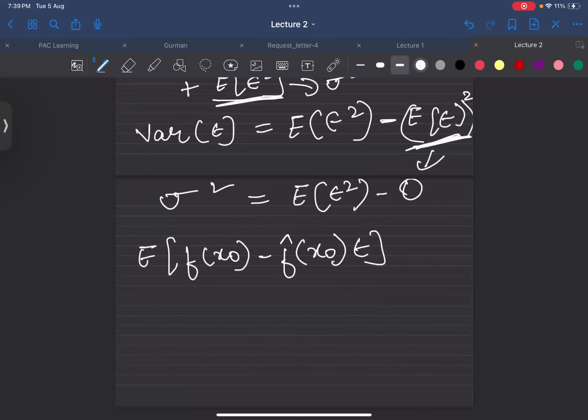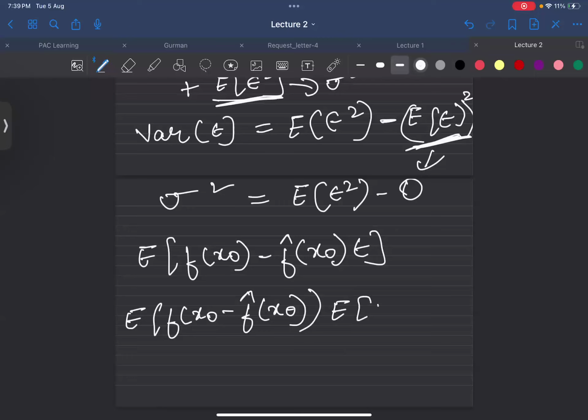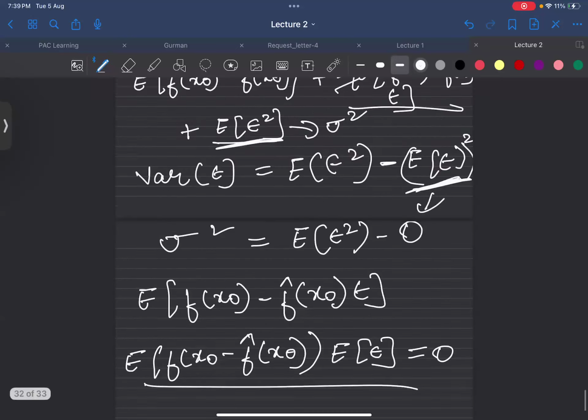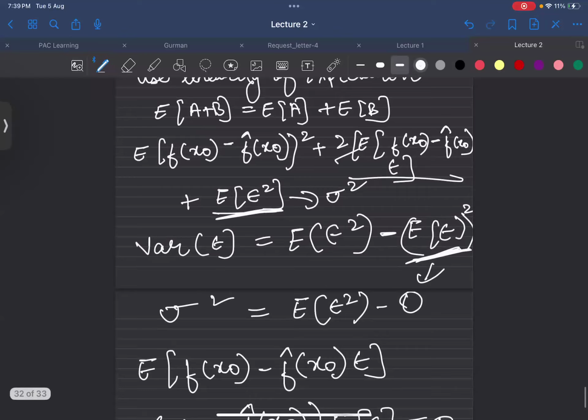So let's again use linearity of expectation. f x naught minus f bar x naught into expectation of epsilon. What is expectation of epsilon? What is expectation of epsilon? 0. The whole term becomes 0. Right. Now let's come to the first term.